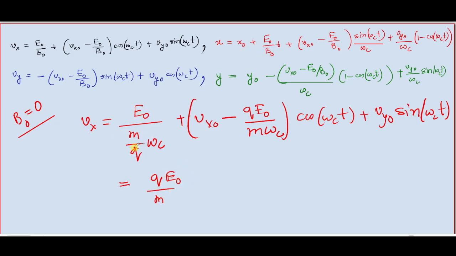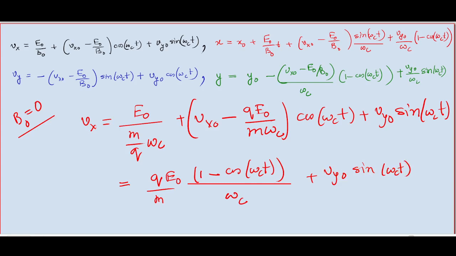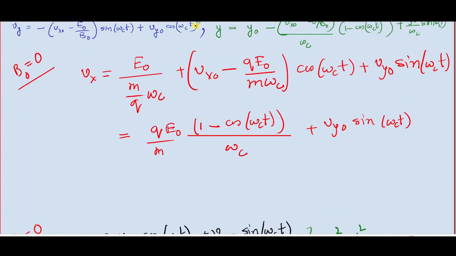If you take the qE0 by m term common, you see you get plus 1 minus cosine omega ct by omega c, and in addition you get Vy0 sine omega ct. Now in this form, it's very easy to take the limit that we need, and the limit is simply going to be, for this one it's going to be 0, and for this one it's again going to be 0.